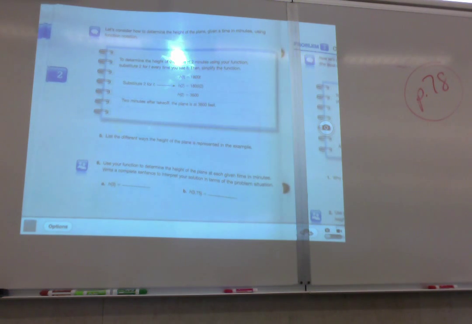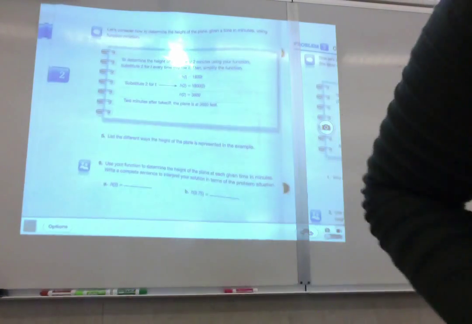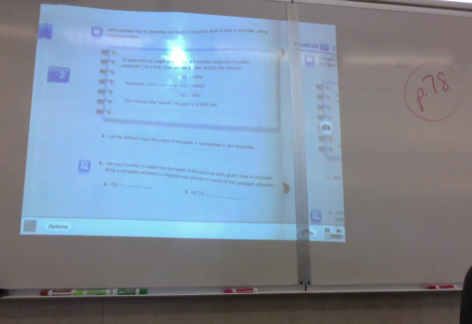So send one person up. Send one person up to bring back your rulers, and whoever has a phone, get out your phone. All we're doing is multiplying.